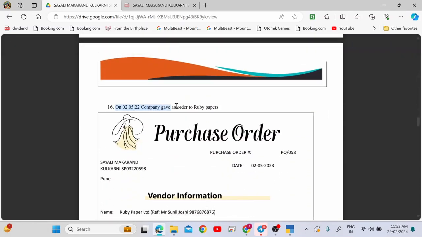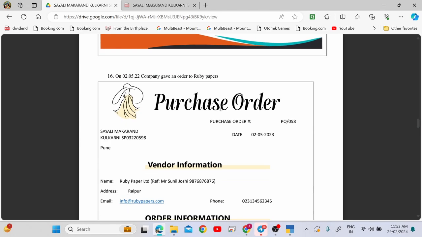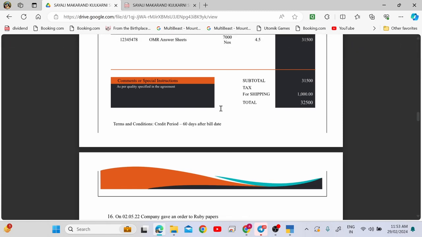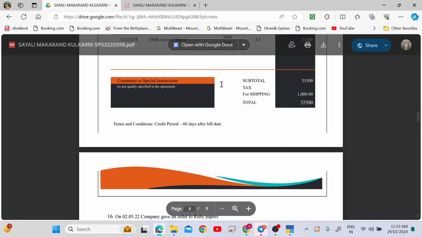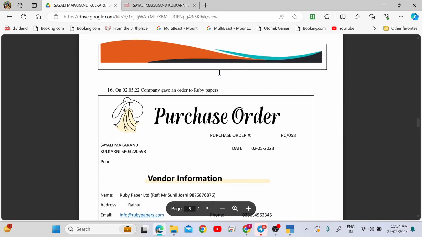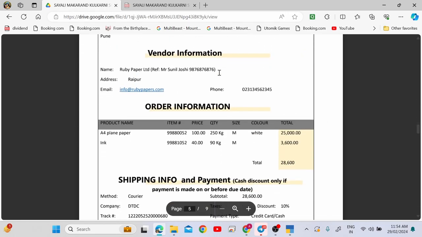On 2nd May gave an order to रूबी पेपर्स, आपने ऑर्डर दिया. एसपी से ऑर्डर मिलेगा तो आप ऐसे ही बैठे रहोगे क्या? नहीं, आपको काम करना पड़ेगा ना. आपको पैसा चाहिए. आपने क्या किया? एग्री किया है कि हम आपको 31 मई के पहले दे देंगे. तो ऐसे ही बैठे रहोगे तो कुछ नहीं होगा. तो आपको रूबी के पास जाके ये रॉ मटेरियल परचेस करना पड़ेगा.